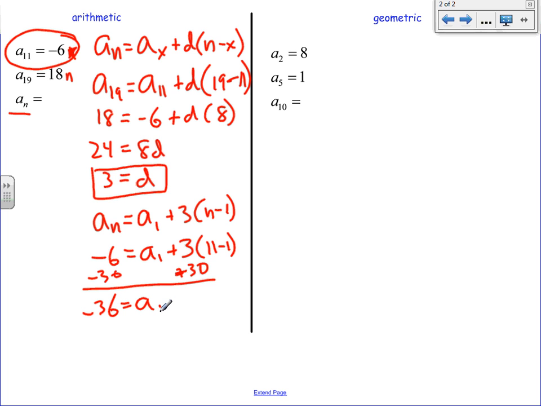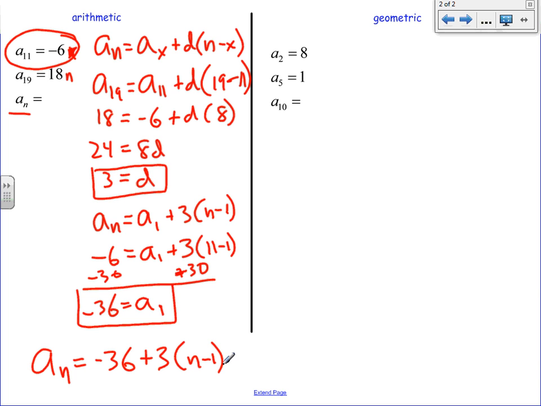Okay? So now that we have the first term and a common difference, those are the two bits of information we need to know. So a sub n is equal to negative 36 plus the common difference of 3 times the quantity n minus 1 in parentheses. Okay? So that's arithmetic. Now let's take a look at geometric. Again, I'm using the geometric formula, very similar. So a sub x times r, I'm going to put r in parentheses, to the n minus 1.